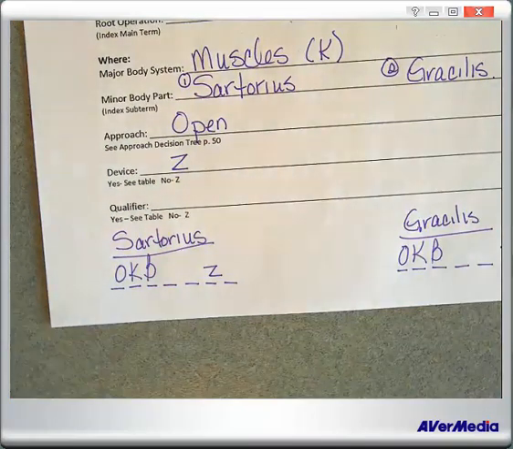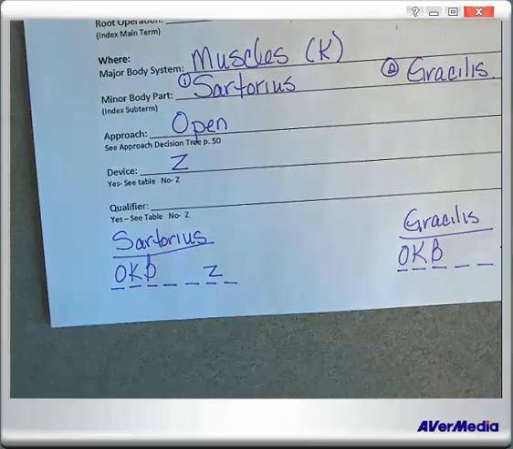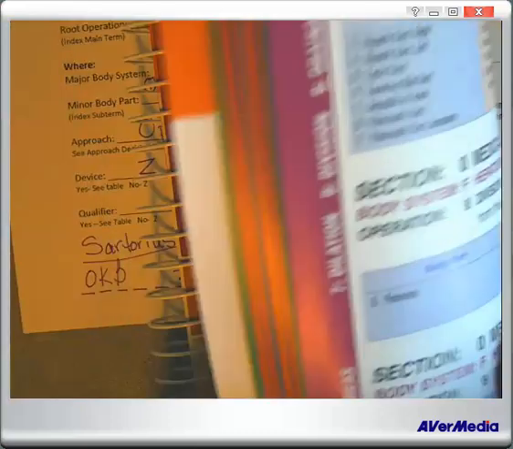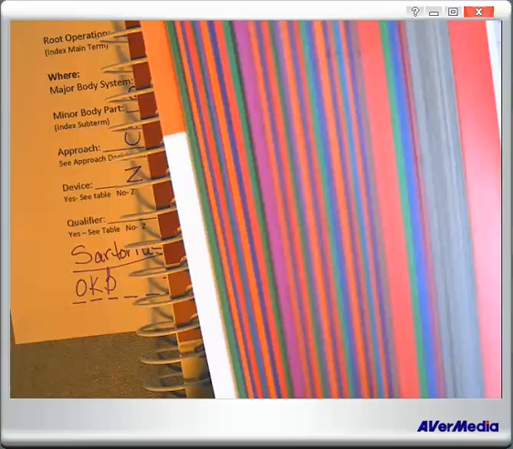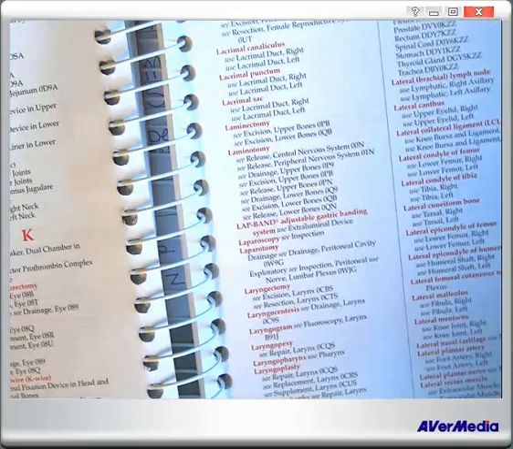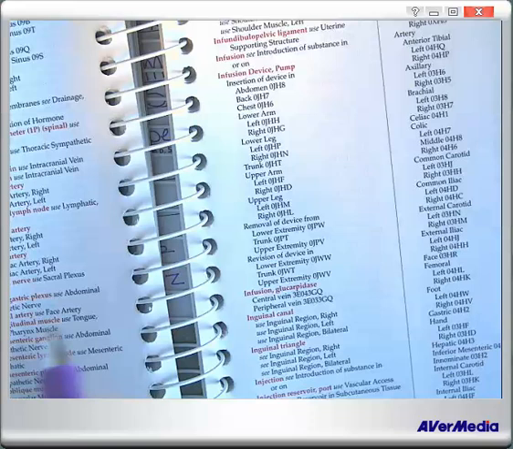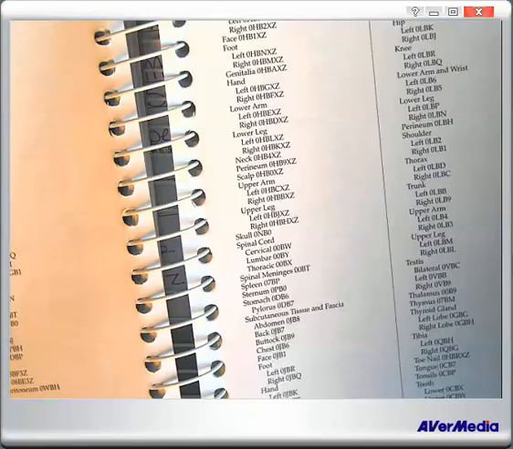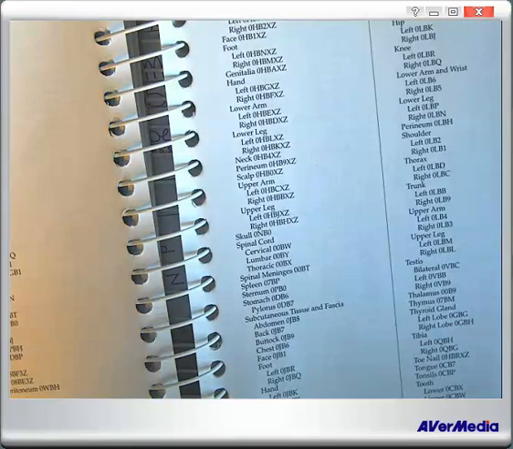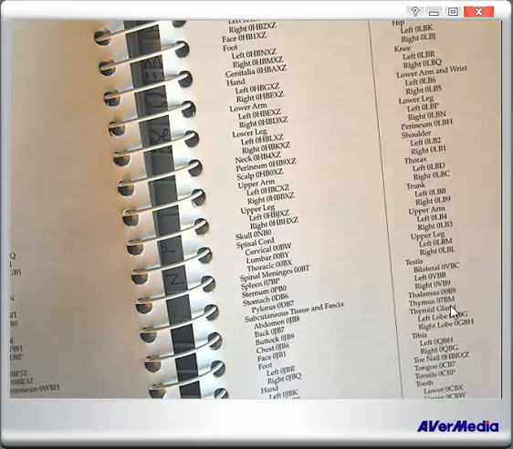So let's crack open our code book real quick. And we want to look at what? Excision, correct? So let's go to excision. And even though you already have that information, as far as the table is concerned, you still need to go look, okay?